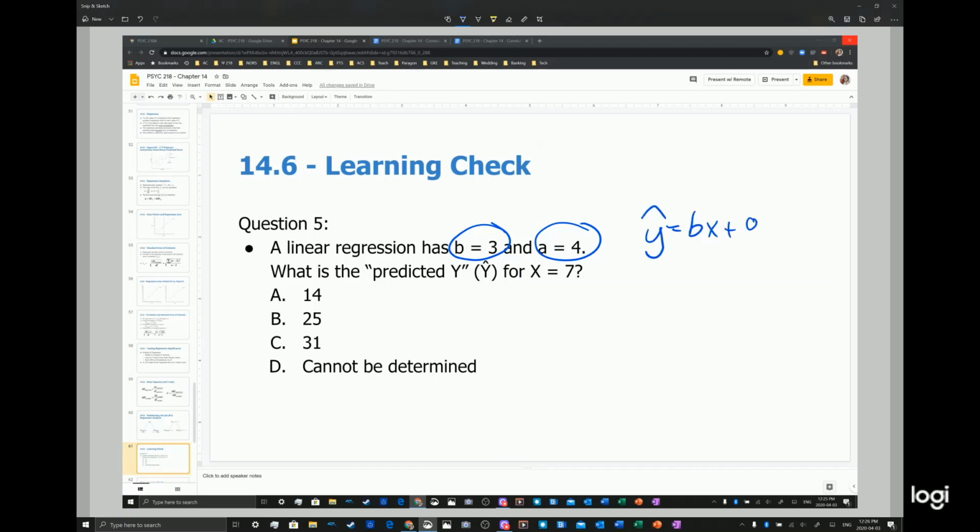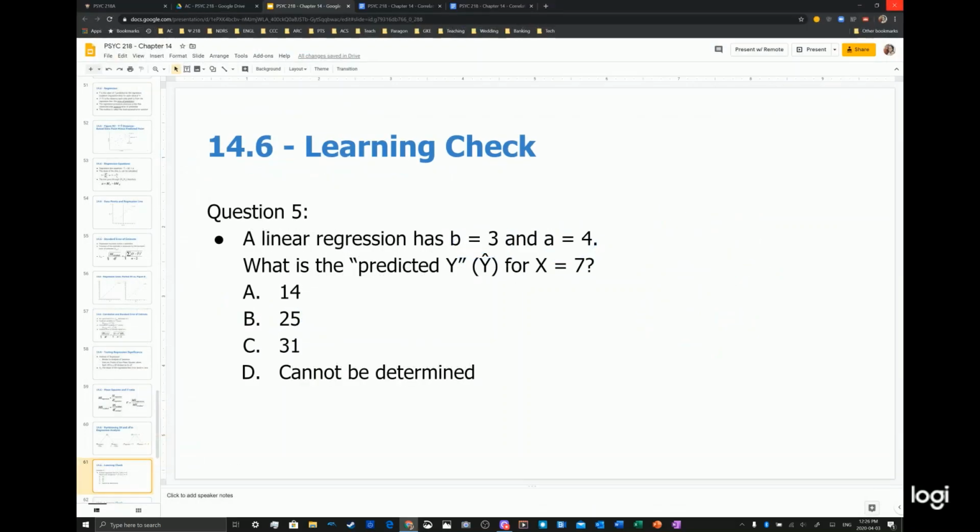Bx plus a. So if b is 3 and x is 7, plus a, we know the y-intercept is 4, so your y hat here is 21 plus 4, that's 25. So we can determine this, and the answer is 25 once we plug in the values of a regression line. This would be a quick concept check question that you might get on your multiple choice.